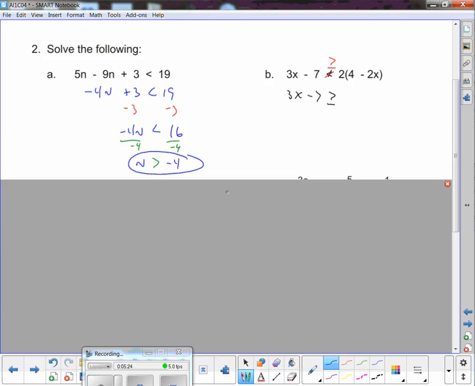Let's see. Alexis, can you distribute that for me? What do we get on the right side? How many agree? 8 minus 4x, right? And that's the distribution of that. Okay, so you look at the problem right now. What would you do next? Somebody raise their hand. What's next? Josh, what would you do next?